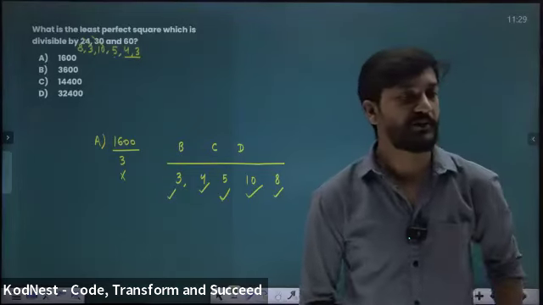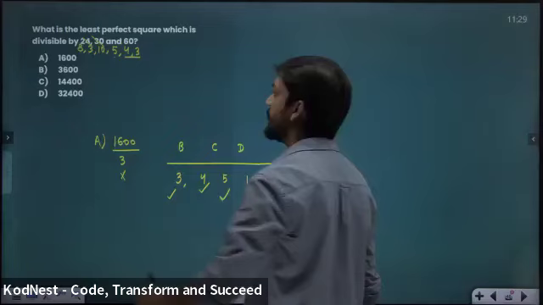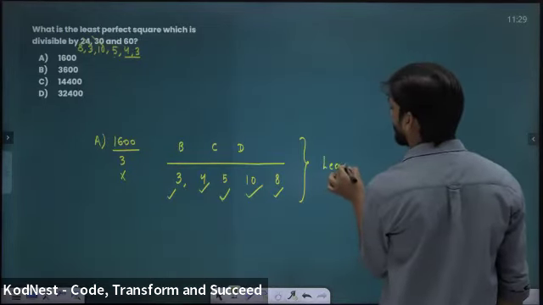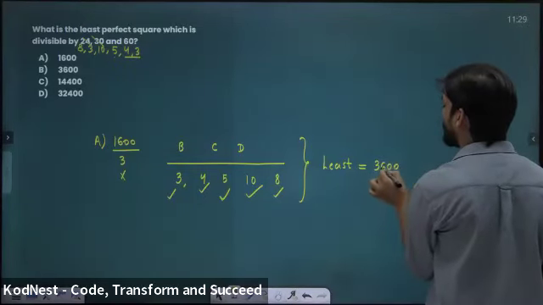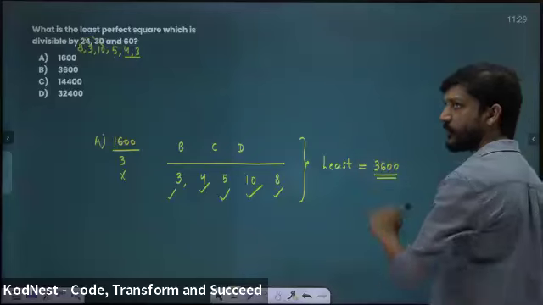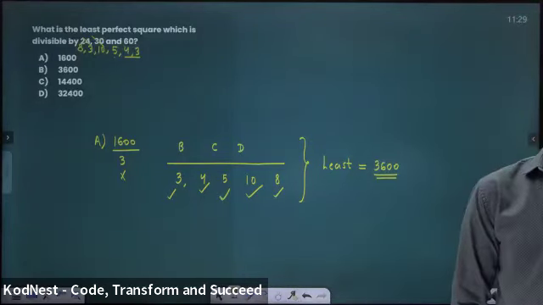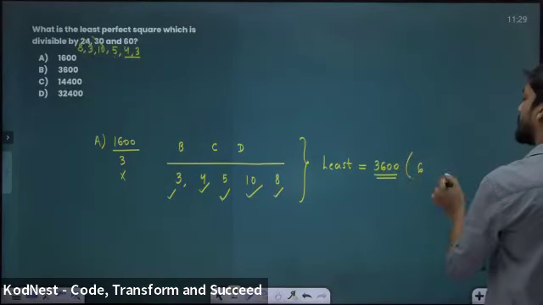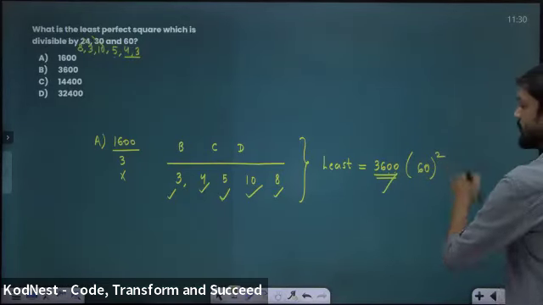So what is the right option? The least one is the right option. So 3600, least is 3600. Just one more thing I will ask you. Is it a perfect square? Is it a square of some number? Yes, it is. 6 square is 36 and 10 square is 100, so 60 square. So yes, it is the correct answer.